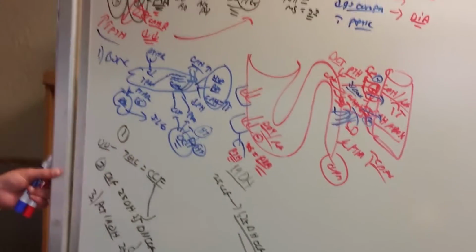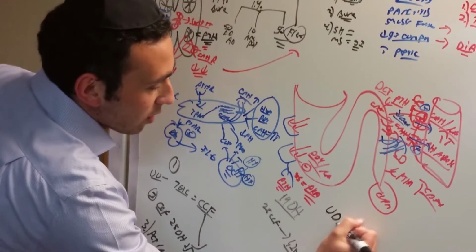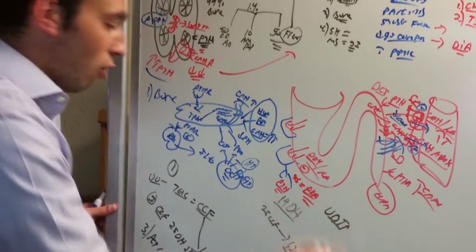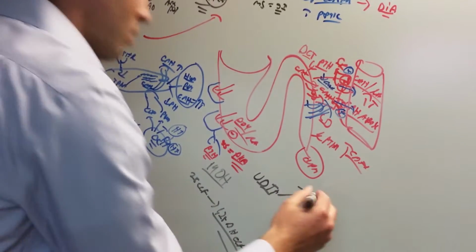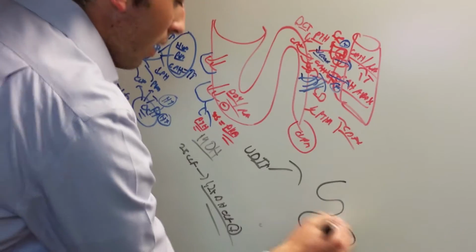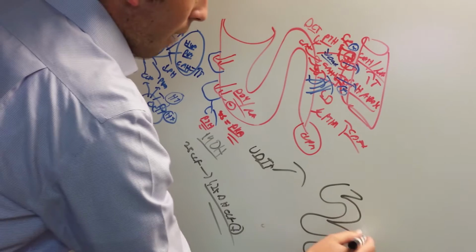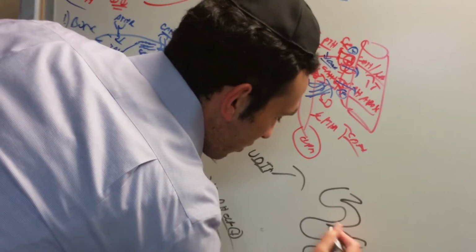So PTH is going to go and also stimulate the production of vitamin D within the blood. And vitamin D normally will go and do two things. The first thing it's going to do is go to the GI system. In the GI system, it's going to lead to the reabsorption of calcium.